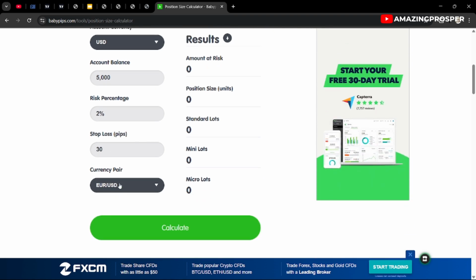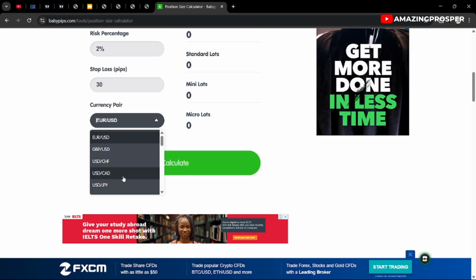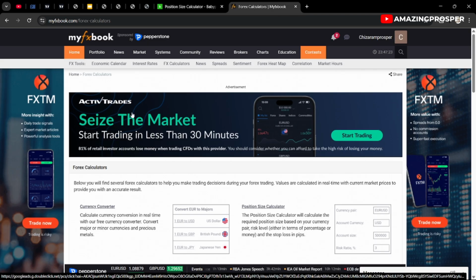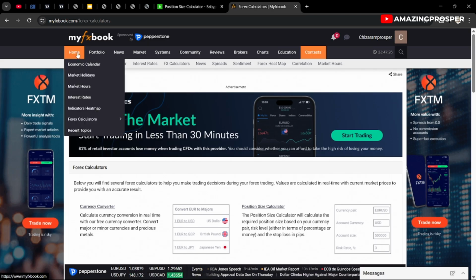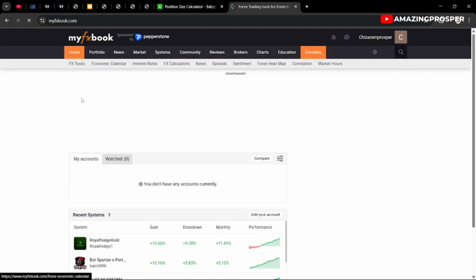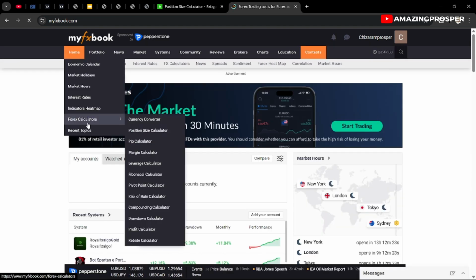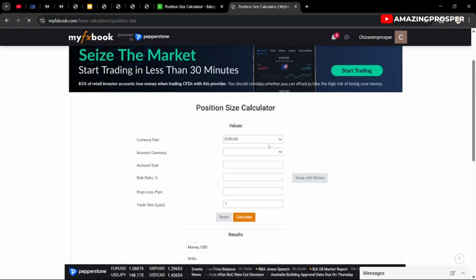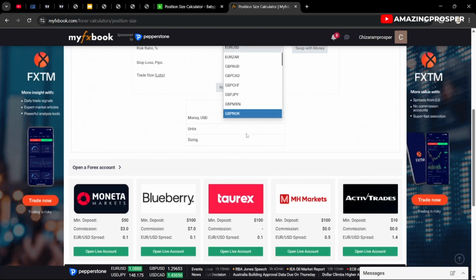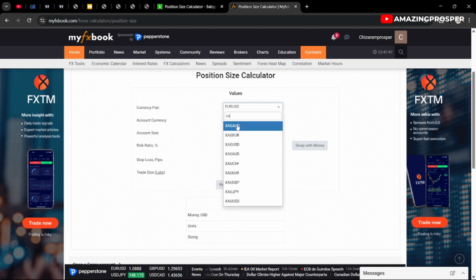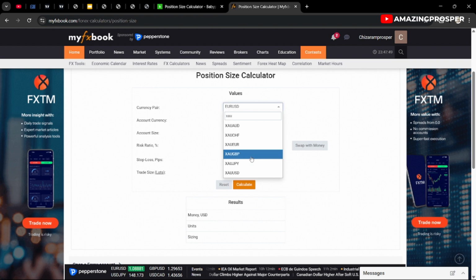30 pips. Okay, so here gold is not here, but gold is on my FS book. So if you open my FS book, you go over to here, you can see Forex calculator. If you go over to Forex calculator, hold on, if you go on home, you go Forex calculator, you can see pip calculator, position size calculator. You go on position size calculator. So this is it. So over here you can see SAUSD.